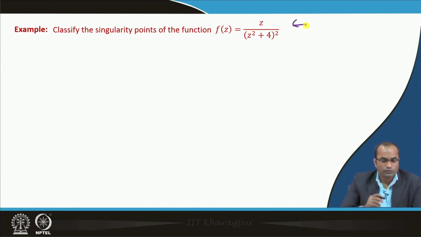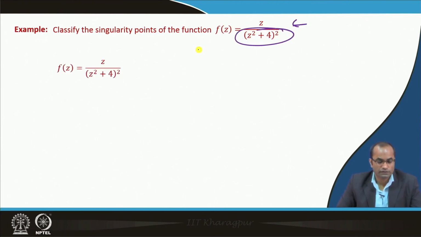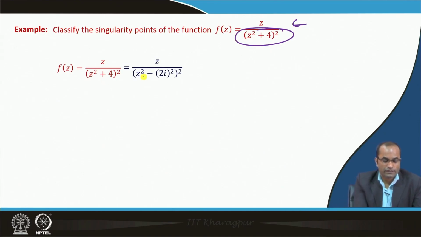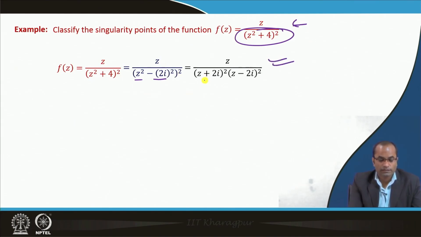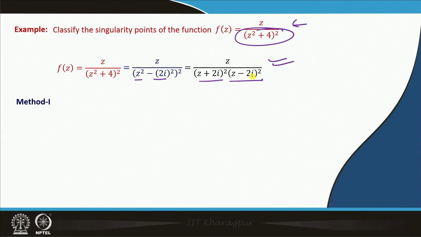Now, if you want to classify the singular points of the function f(z) equal to z over z square plus 4, first we will find out the zeros of the denominator, meaning where the singular points are. This can be written as z square minus 2i whole square, and then we have the square there. So z over z plus 2i whole square and z minus 2i square. Now the singular points are clear: we have minus 2i and 2i, these are the singular points.